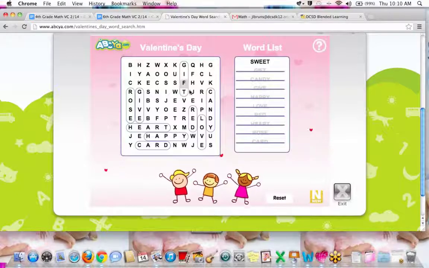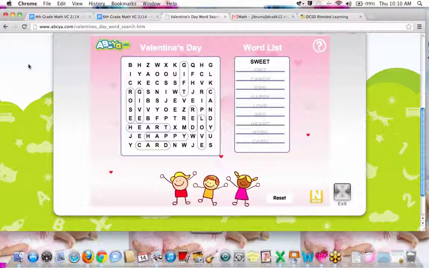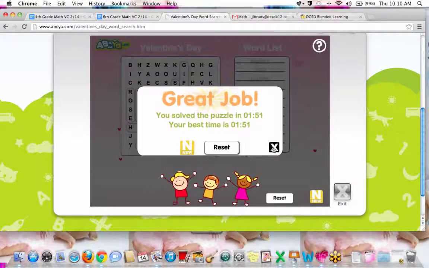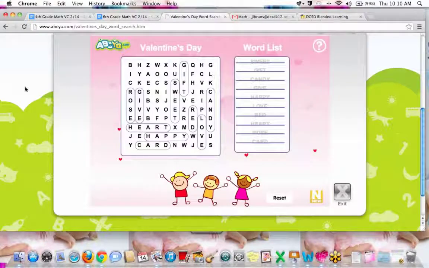Woo! All right, that was a lot of fun. Ashley found sweet. Oh, yeah, sweet. It's right next to the, S is right next to the F. Oh, there it is.